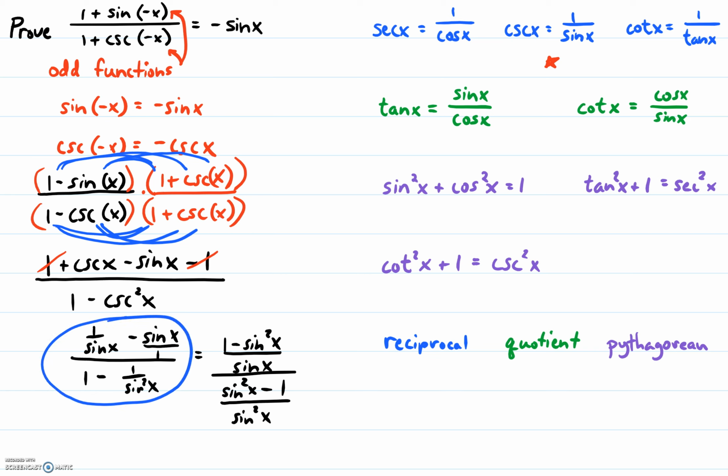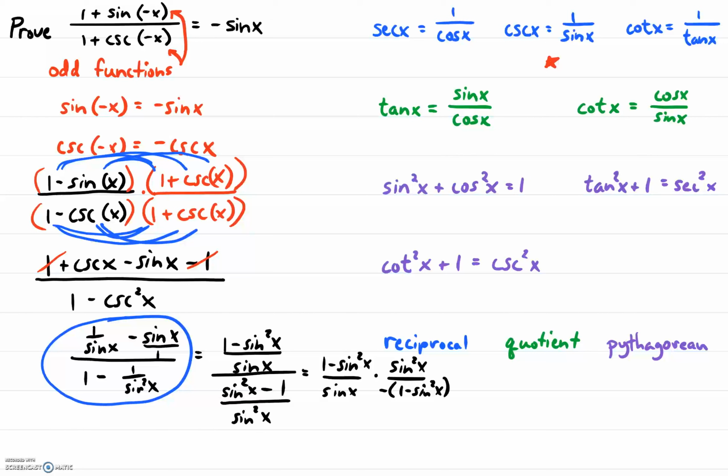And now we have a fraction divided by a fraction. So what we're going to do is multiply the top by the reciprocal of the bottom. So we'll have 1 minus sine squared x over sine x multiplied by sine squared x over 1 minus, or actually sine squared x minus 1. But sine squared x minus 1 is the same thing as negative 1 minus sine squared x. That's just factoring out a negative. So let's go ahead and rewrite it as negative 1 minus sine squared x.